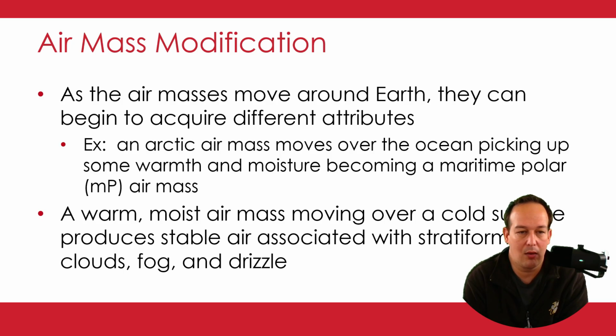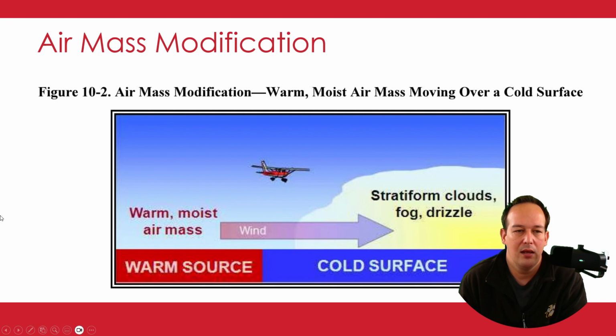Another example would be a warm, moist air mass that moves over a cold surface, which will produce stable air and stable effects, like stratiform clouds, fog, and drizzle. Here on the left, we have a warm, moist air mass that moves over a cold surface. Because it's stable air, you'll get stratiform clouds, fog, and drizzle.